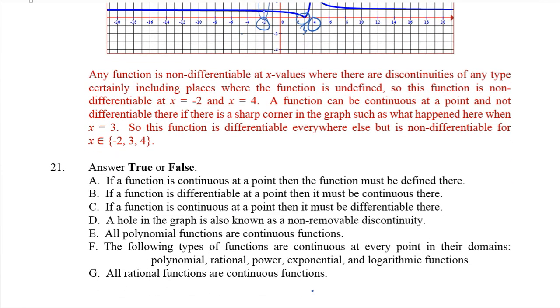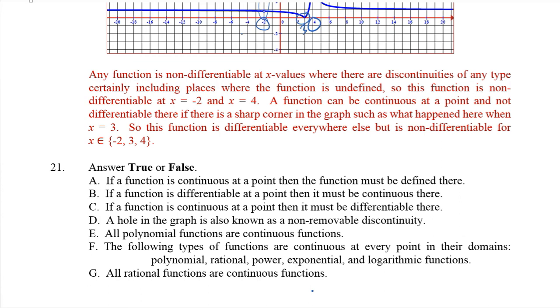Alright, next I have a series of little true or false statements. So these are statements, you have to identify whether the statement is true or false. A, if a function is continuous at a point, then the function must be defined there. True or false? B, if a function is differentiable at a point, then it must be continuous there. True or false? And so forth.